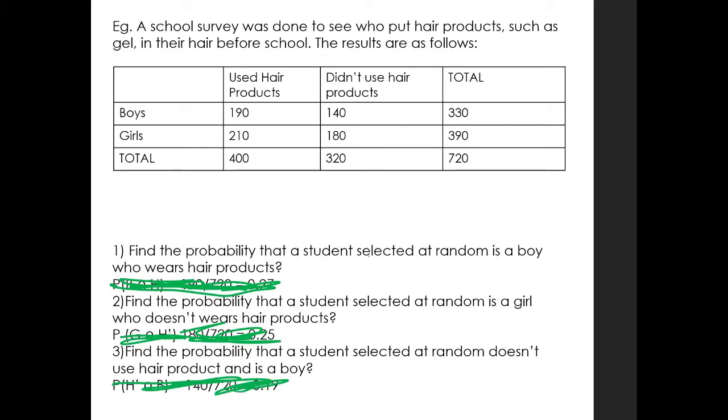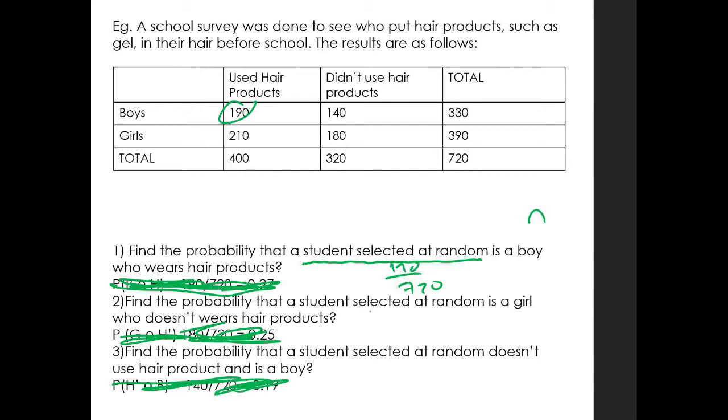Find the probability that a student selected at random is a boy who wears hair products. Firstly, they said student selected at random, so again, it's out of everyone, and is a boy who wears hair products. The way it comes out so quickly suggests it's an and probability, right? A boy who wears hair products. It's like both of them are happening at the same time together. Whenever you have an and probability or an intersection probability, the denominator will be 720 and the numerator will be from the middle here. A boy who wears hair products will be 190.